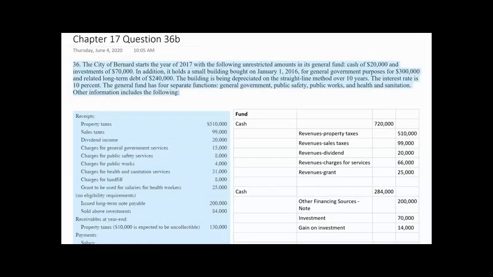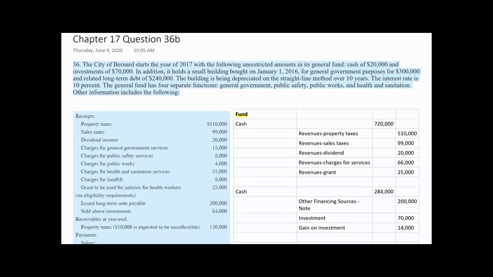In this video, I'm going to talk about requirement B of question 36. First, let's prepare journal entries for the fund-based financial statement. This is a fund-based financial statement, and I'm going to highlight what's going to be the difference in those journal entries when we compare with the journal entries for government-wide.